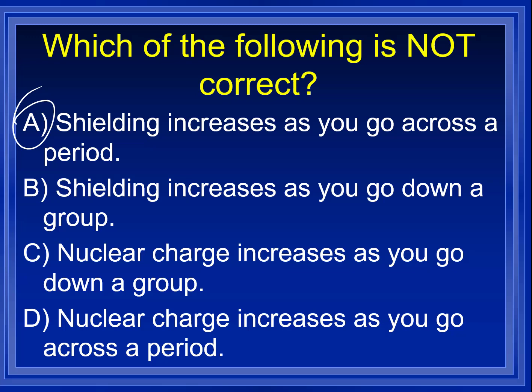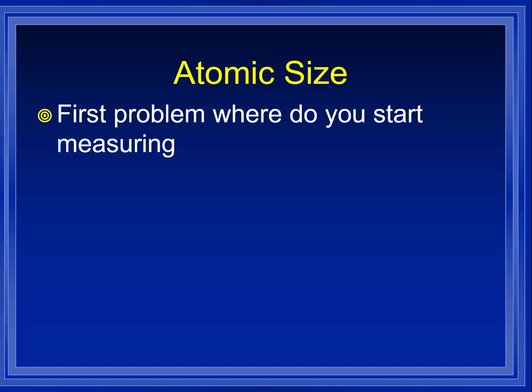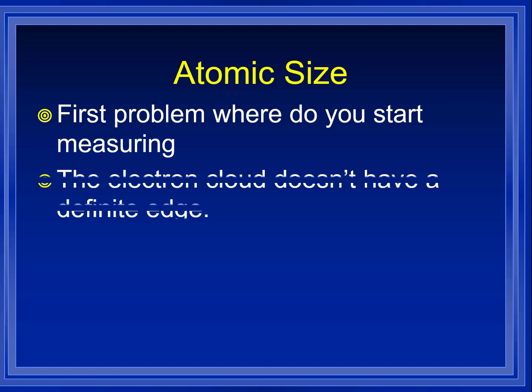Okay. One last thing we have to define. Atomic size. We said our first trend was going to be atomic size, how big the atom was. Where do you start measuring? Okay, so I start in the nucleus. Okay, where do I stop? The electron cloud doesn't have an edge. Right? If you want 100% probability, you got to circle the universe.